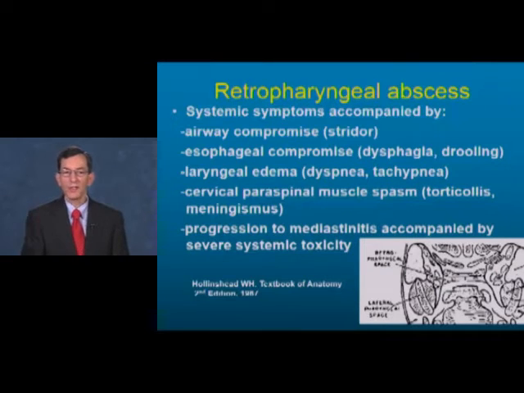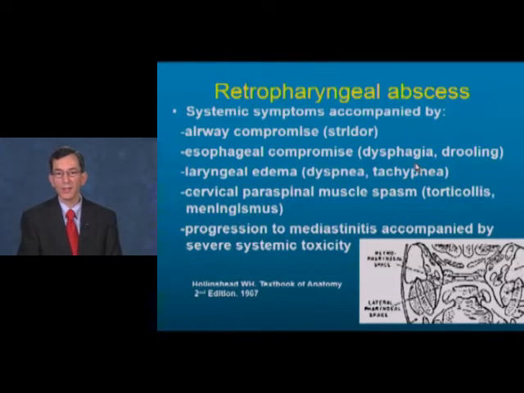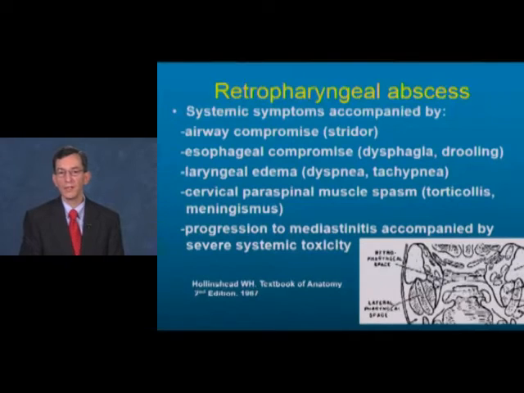The strategic location of retropharyngeal abscesses produces the symptoms that we associate with this condition. The airway is compromised most importantly. There may be compromise of the esophagus with trouble swallowing and even drooling. The presence of laryngeal edema may compromise the airway directly. And the patients hold their neck in rigid extension to try to relieve pressure on the inflamed tissues.